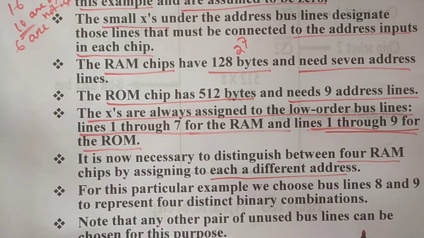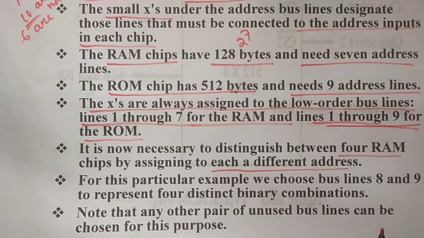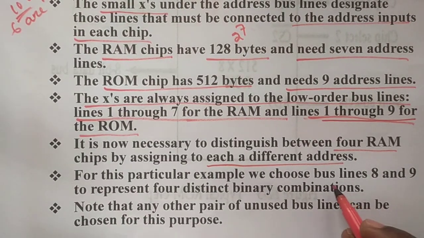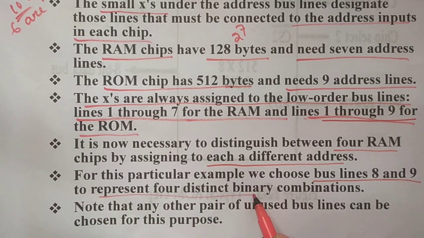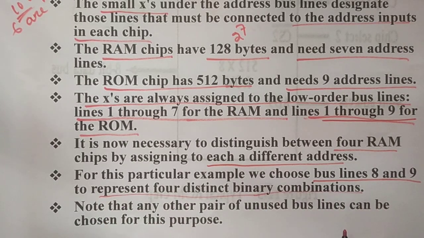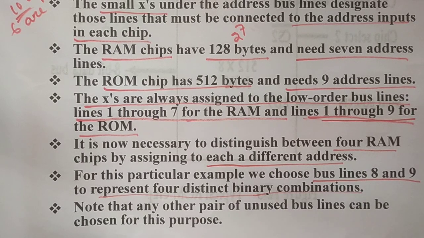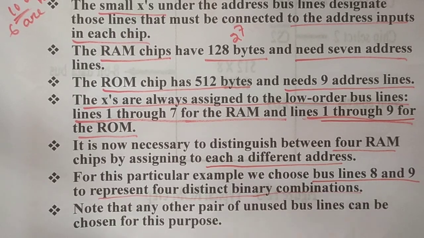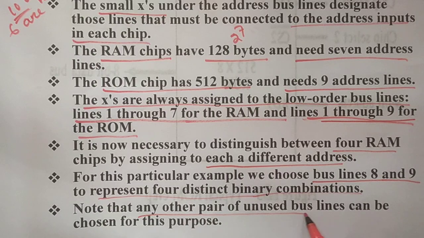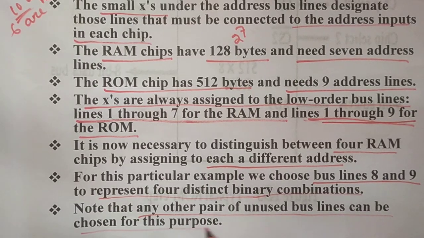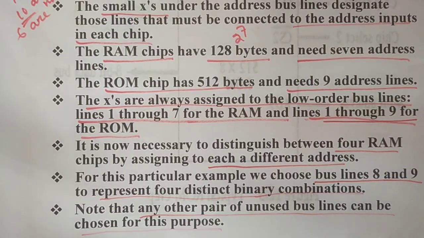And another thing is, for this particular example, we chose that bus lines 8 and 9 represent 4 distinct binary combinations. Other pairs can also be used; the other lines are there, but those are unused. So any other pair with unused bus lines can be chosen for this purpose. We will see how it is defined.